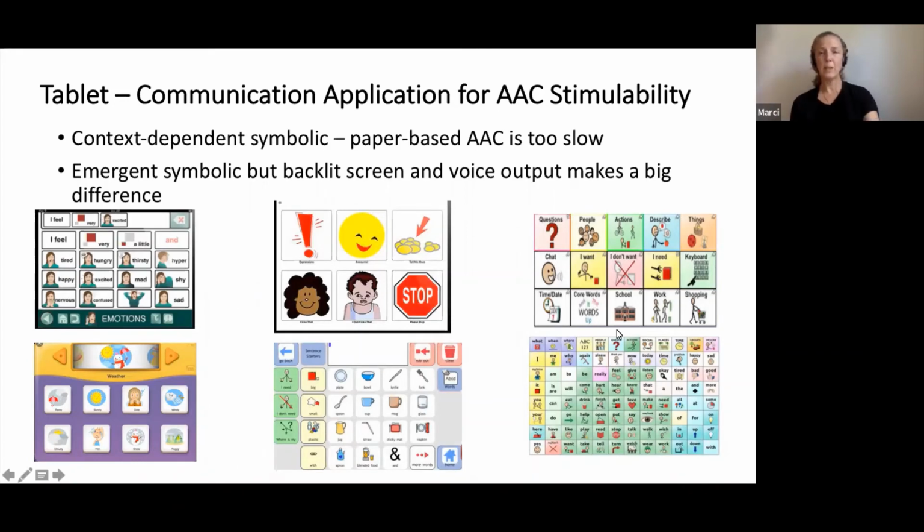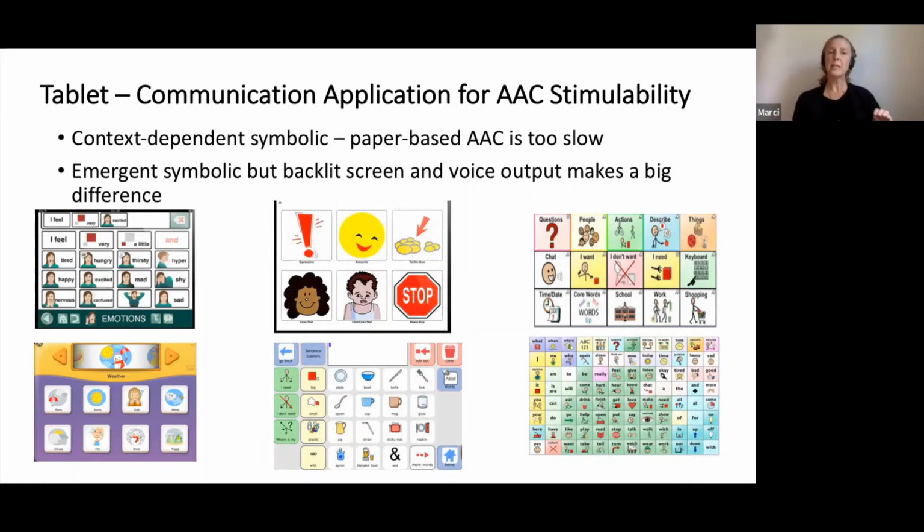And then finally, there's a variety of robust language apps. The one on the bottom middle is called the Grid, and the two on the right-hand side is Touch Chat Word Power. The reason I put these up is just to show that what we're really looking for with our context-dependent communicators is to give them a robust language system so that they can really grow their language. A paper-based system, if you're flipping pages, is going to be too slow.